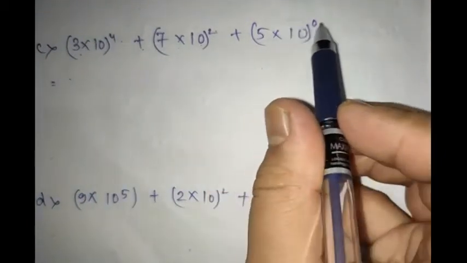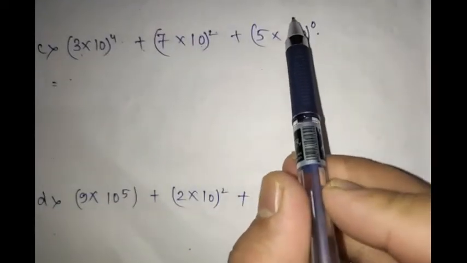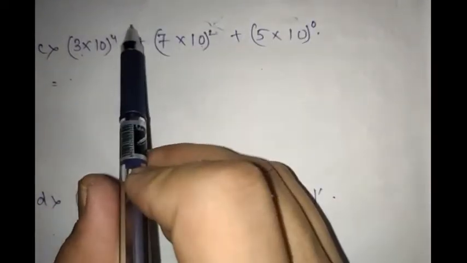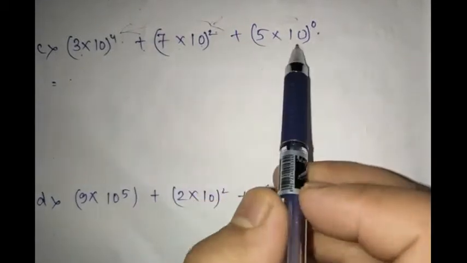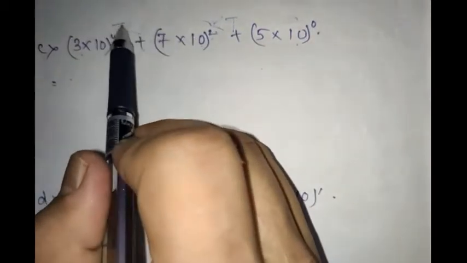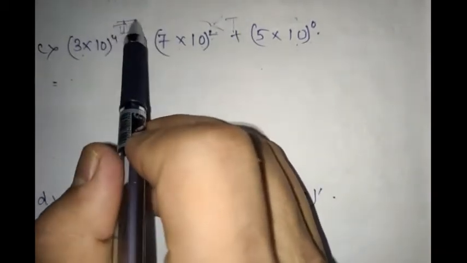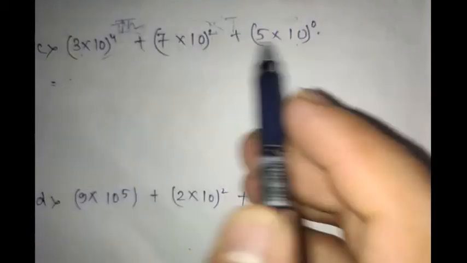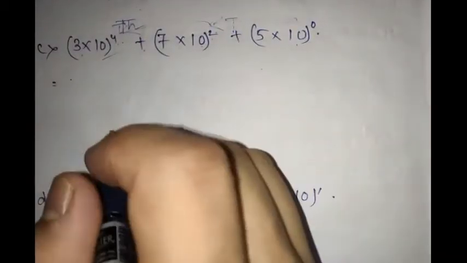Just see the notation first. 0, then it is directly jumping to 2, then it is directly jumping to 4. So ones place is there but no tens place. 100 is there but no 1000 place. Then directly it is proceeding to 10,000, right? So ones, tens, 100, 1000.